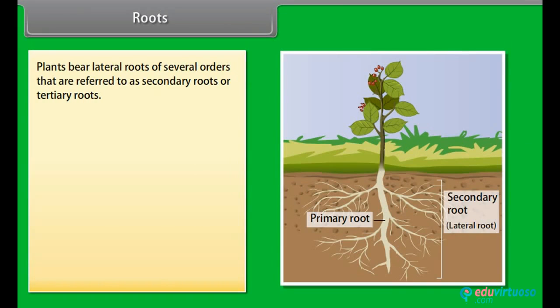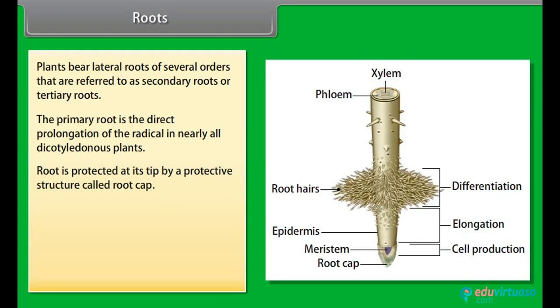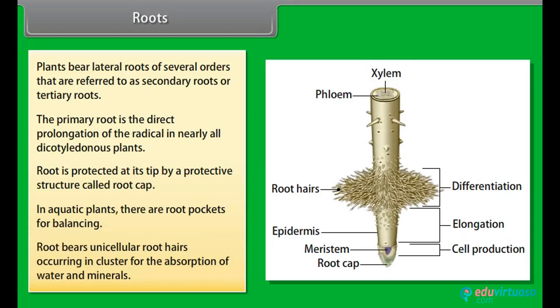Plants bear lateral roots of several orders that are referred to as secondary roots or tertiary roots. The primary root is the direct prolongation of the radicle in nearly all dicotyledonous plants. Root is protected at its tip by a protective structure called root cap. In aquatic plants, there are root pockets for balancing. Root bears unicellular root hairs occurring in clusters for the absorption of water and minerals.